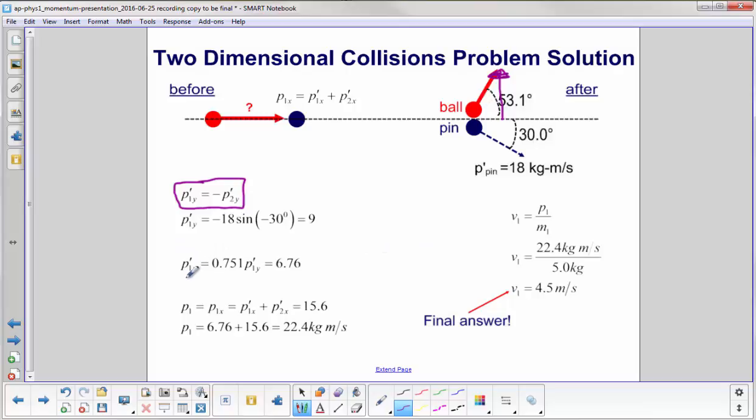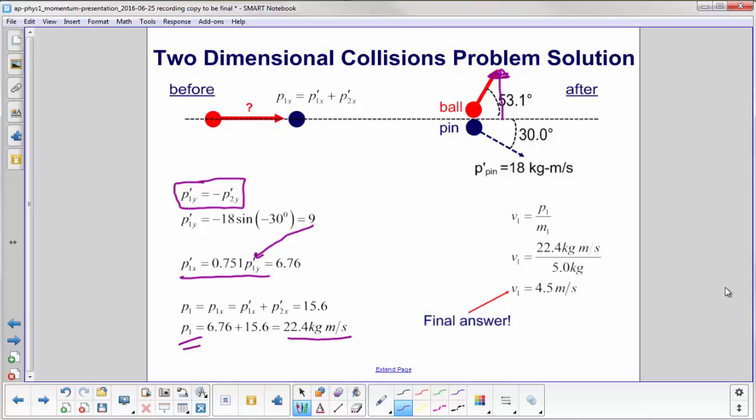Now go back to the previous slide where we had P prime 1x was 0.751 times P prime 1y. We carry out the multiplication. Now I can put the number in right there, and you get 6.76. We now know P prime 1x, and we know P prime 2x from the previous page. We substitute the numbers in. Here 6.76 comes here. We found 15.6 on the previous page, and we now know that P1x, which also is the total momentum here, because you have no momentum in the y direction, is 22.4 kilogram meters per second.